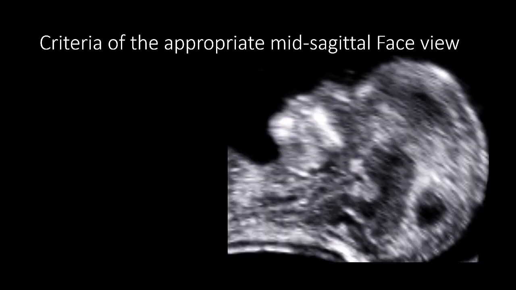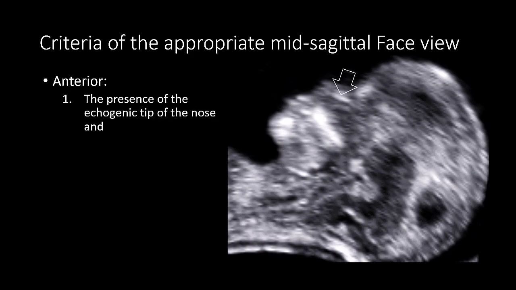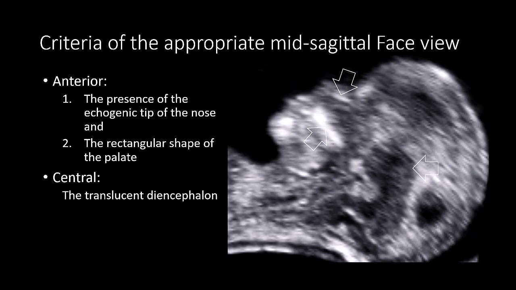Criteria of the appropriate midsagittal face view. Anterior: the presence of the echogenic tip of the nose and the rectangular shape of the palate. Central: the translucent diencephalon. Posterior: the nuchal membrane.